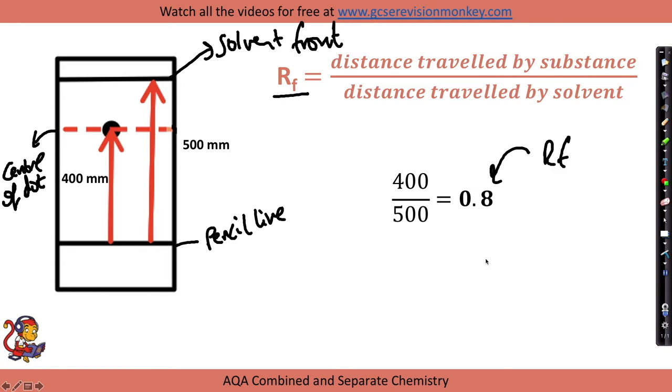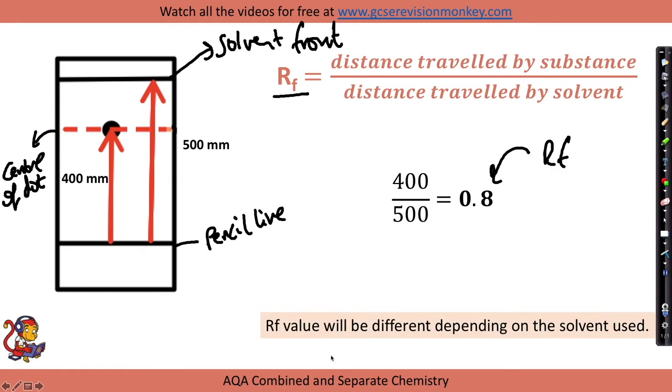As I alluded to previously, the RF value will be different depending on the solvent used. So this could be, for example, the RF value for water for this particular compound, but if the solvent was ethanol, then this number here would be different.